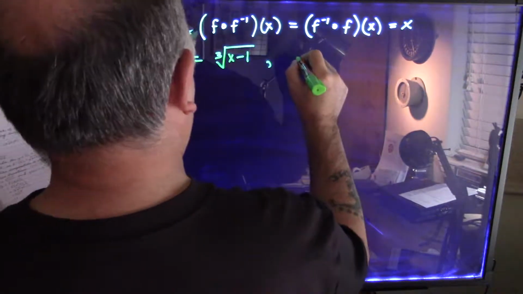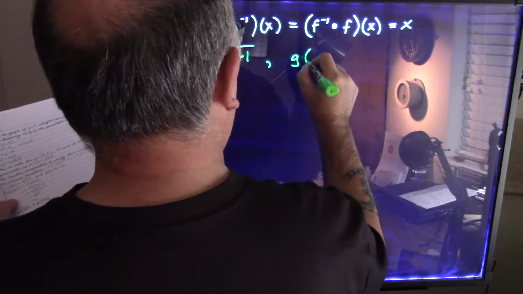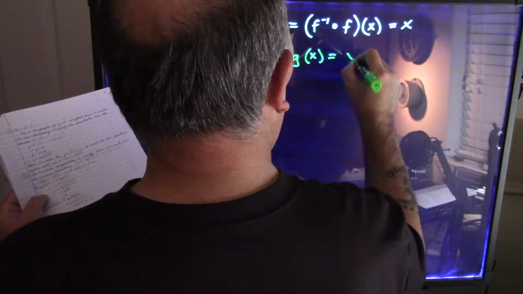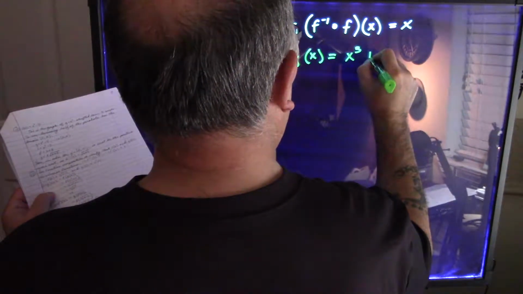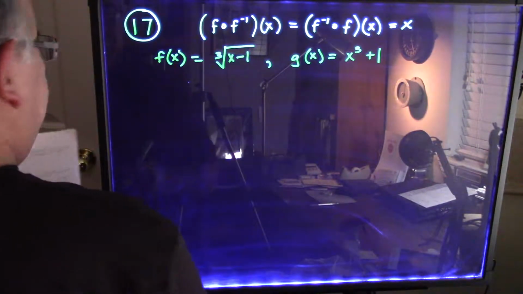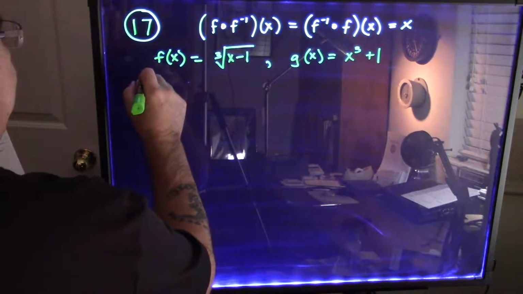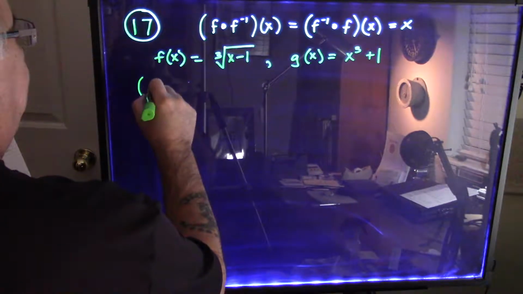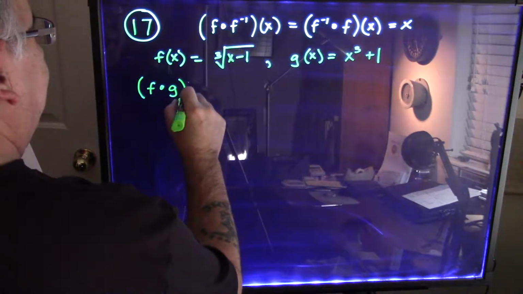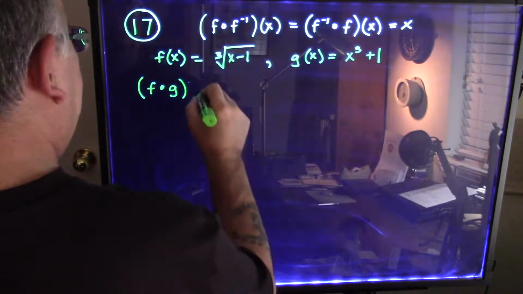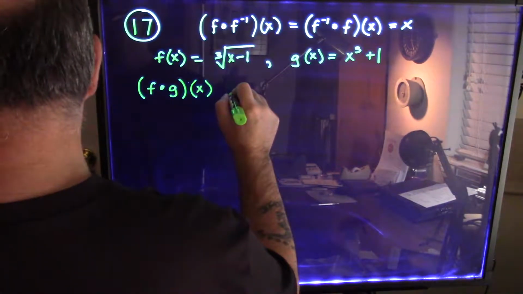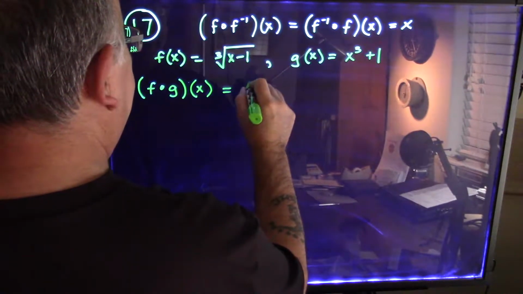And we have g of x is x cubed plus 1. Alright, so we take f composed with g, and then we'll take g composed with f. Now if any one of these doesn't work out to be x, then we just stop and we know that they're not inverses. Alright, so f composed with g of x, that would be f of g of x.